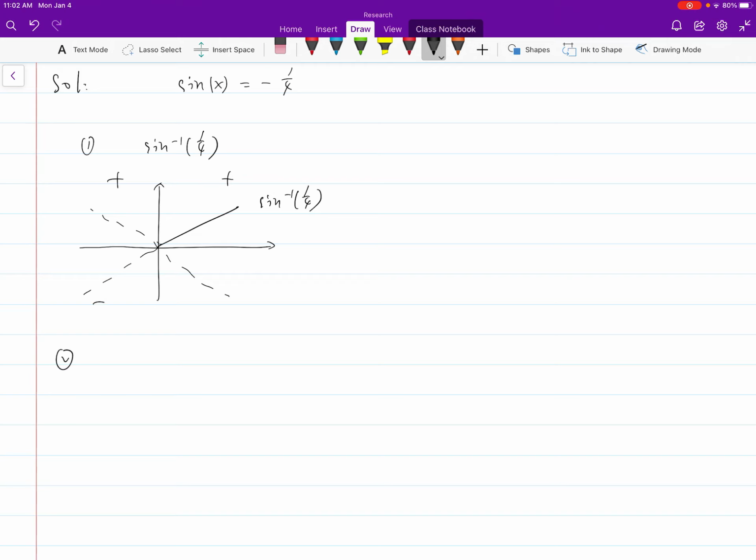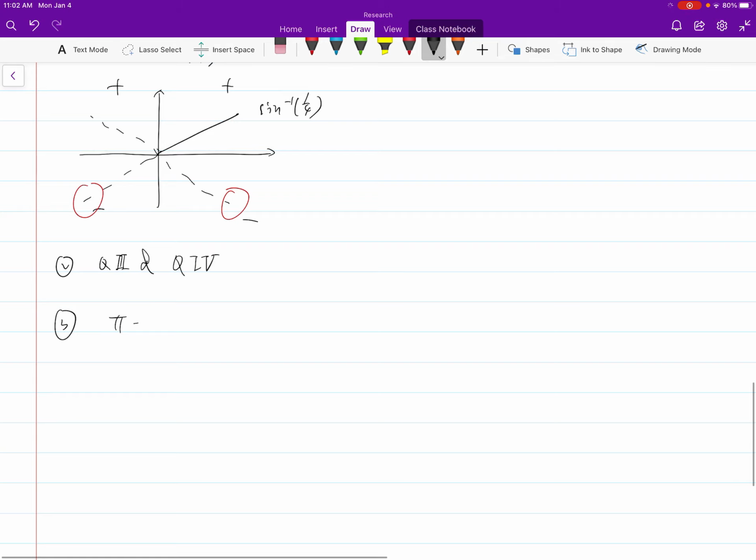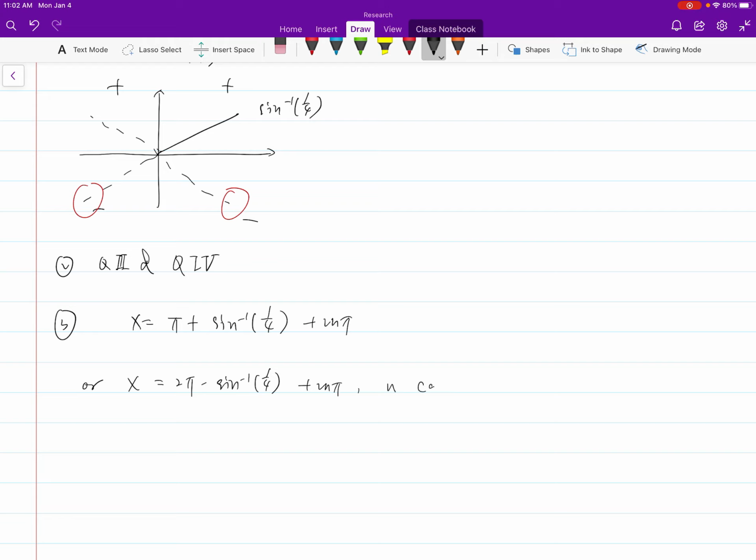Therefore, possible, possible, possible. Okay. Step 2, draw the sign. So positive, positive, negative, negative. And because you have negative, we take these 2. Number 3, write down the angle. It's going to be pi plus sine inverse 1/4. And the next one is going to be the one in quadrant 4, which is 2 pi minus sine inverse 1/4. Plus 2n pi, plus 2n pi. N can be any integer.